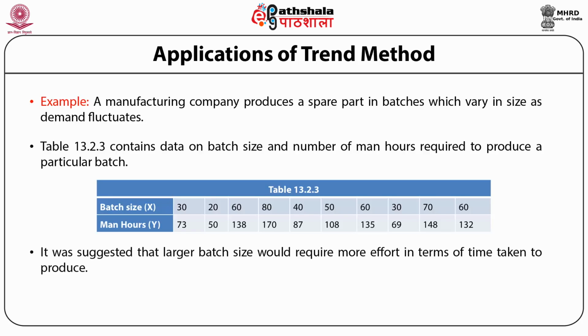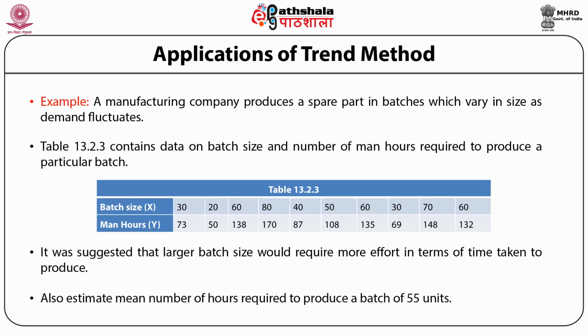It was suggested that a larger batch size would require more effort in terms of time taken to produce. Also, estimate the mean number of hours required to produce a batch of 55 units. For instance, the table indicates that a batch size of 30 units takes 73 hours. A batch size of 20 units takes 50 man hours. Now the question is, how many man hours are required to produce a batch of 55 units?